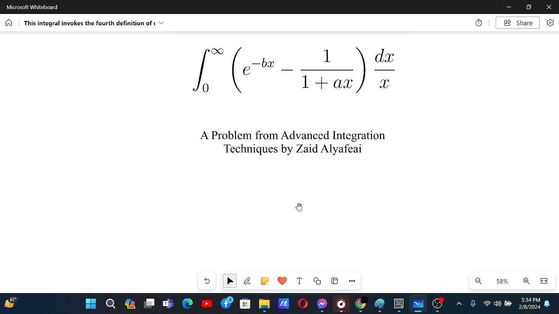A problem from Advanced Integration Techniques by Zaid Alyafeai. Okay, so let's solve this problem.